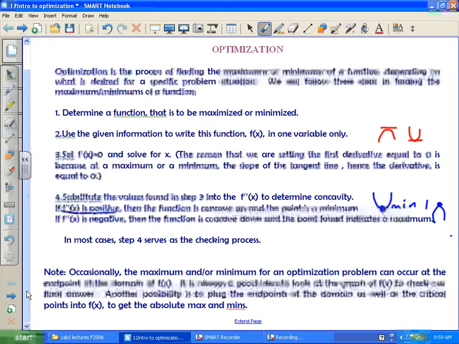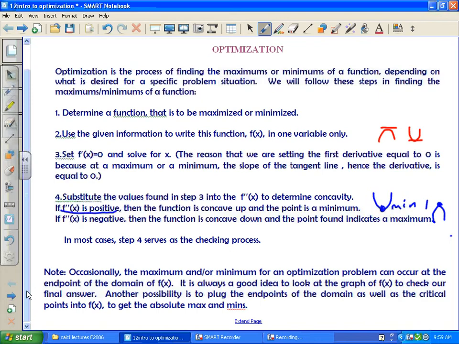Occasionally, the endpoints of the domain might also be used. Most of the time, the maximums and minimums are going to occur at the critical points. But there are very rare examples in the book. It might be like 1 or 2 examples in the entire exercise set where the actual maximum occurs at the endpoint.